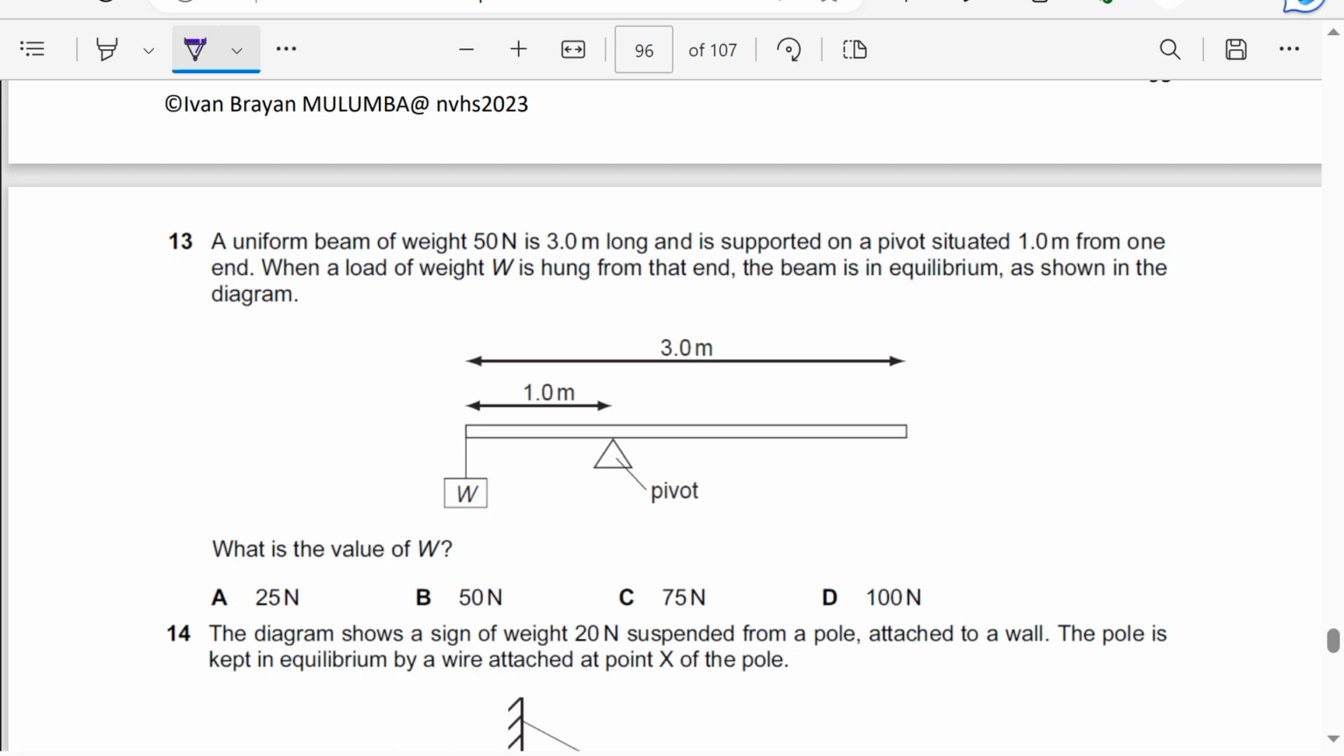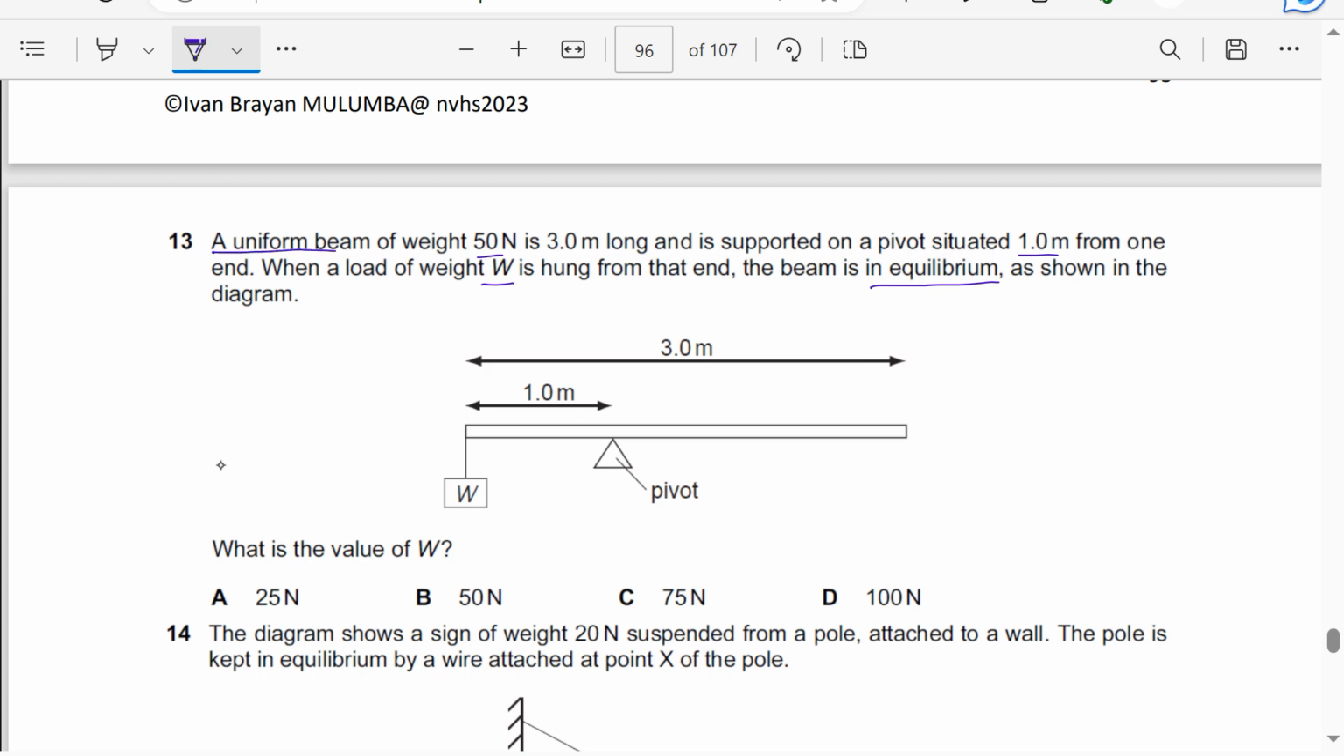A uniform beam of weight 50 newtons is 3 meters long and suspended at a pivot situated 1 meter from one end. When a load of weight W is hung from that end, the beam is in equilibrium, as shown in the diagram. What is the value of W?